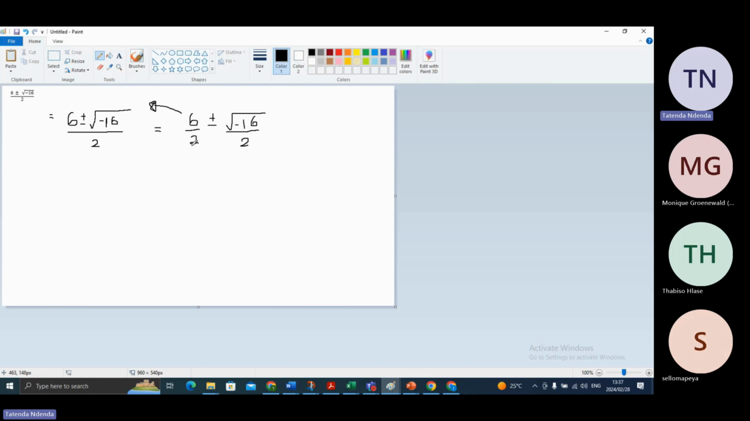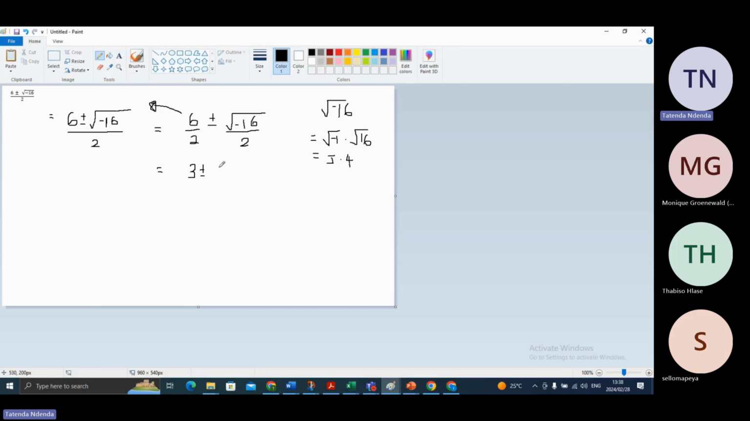Okay. So now we can say 6 over 2, that's what we're going to get something like what? 3 plus or minus. So this is now root of negative 16, right? If it's root of negative 16, this is going to be root of what? Negative 1 multiplied by root of 16, right? That's going to give us j 4. Are we together? Okay.